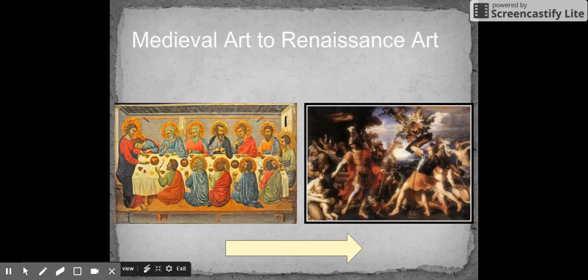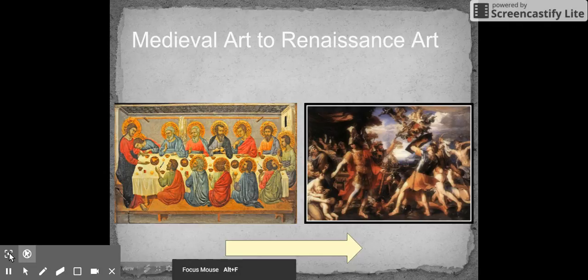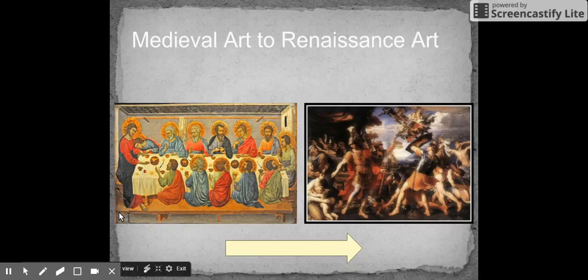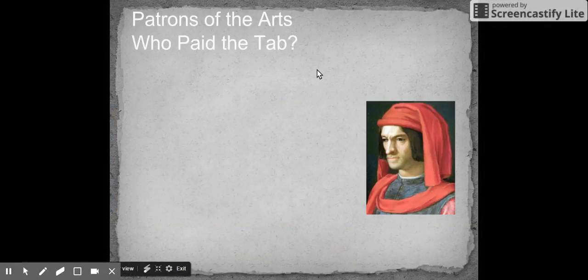So here's a look at what we're trying to talk about. Over here on the left-hand side, you have artwork from the medieval period. It's very simple. It has lots of color, but it's very simple, and it's telling a story. On the right-hand side, you have a Greek and Roman myth scene, and you can instantly tell that there's a difference between these two. This difference we'll go into a little bit more in class.